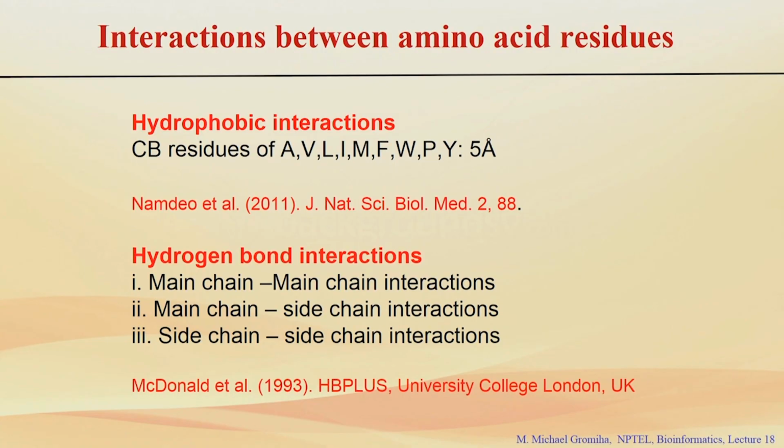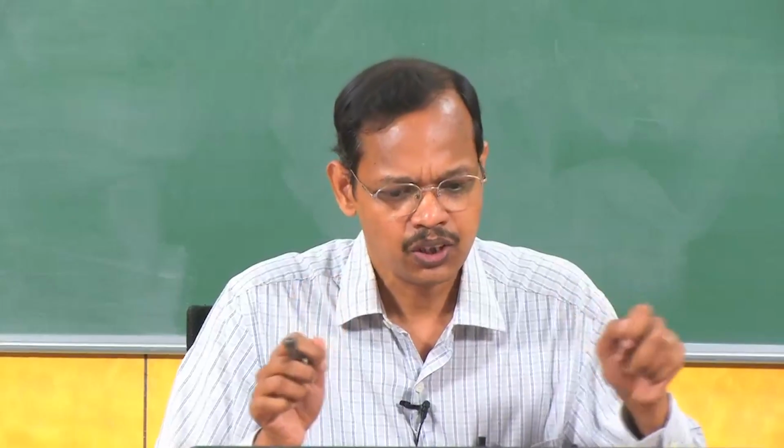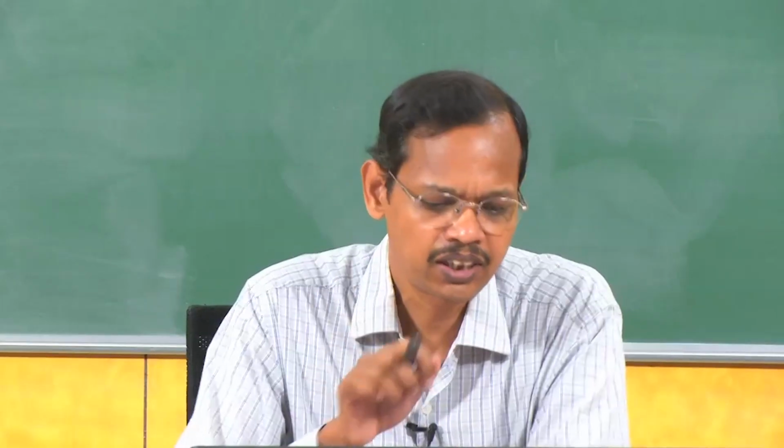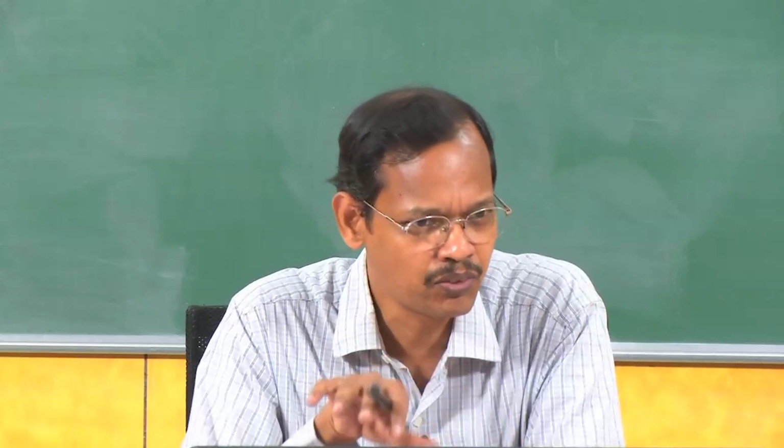So you can get the hydrophobic interactions. Here you can see the C beta atoms, because the C alpha is the main chain, so for the side chains we need the C beta. So they consider the C beta atoms of these specific hydrophobic residues with a cutoff of 5 angstrom, and if the C beta atoms are within the limit of 5 angstrom, then you can say that these residues are involved in hydrophobic interactions.